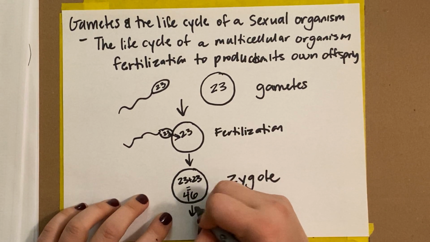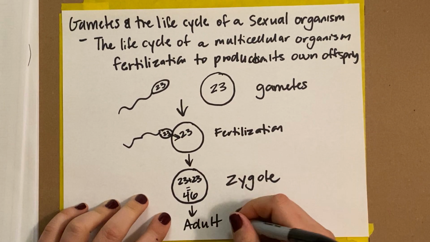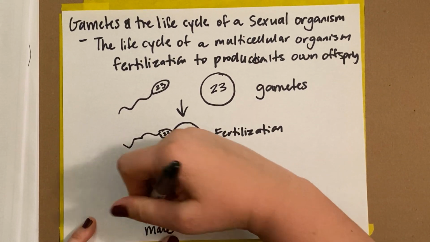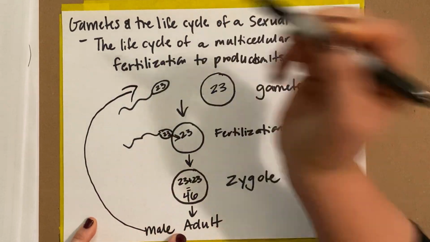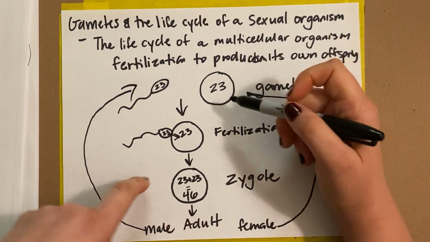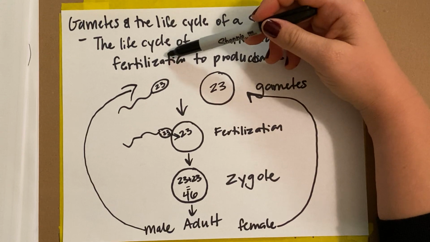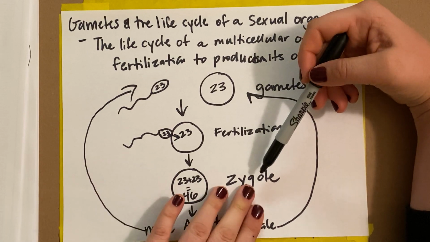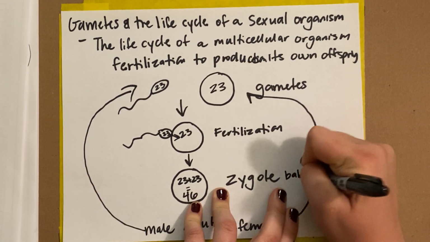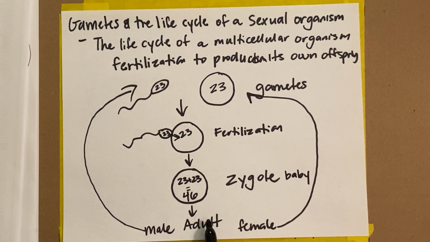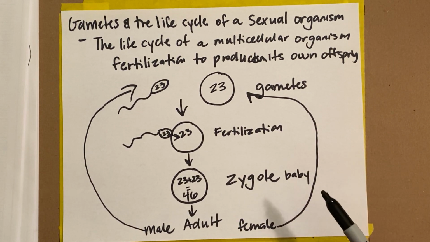The zygote will develop into an adult. If this is a male adult or a female adult, let's say over here we have a male adult, they will ultimately start to produce sperm. Females will produce eggs, and this process can start over. So we're talking about the process from fertilization, when this unique individual comes together to form a zygote, a baby, until that zygote ultimately develops into a human adult in puberty that can then start to produce male or female gametes.